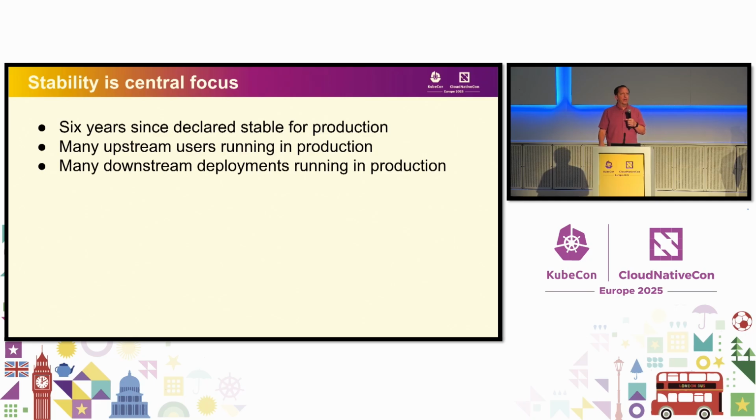The stability, being that we provide a data plane, stability is, of course, critical. So we declared Rook stable 6 years ago. There are many upstream users running in production, many downstream deployments and products running on top of it as well. So just happy to say it's great to see so many people running it in production.